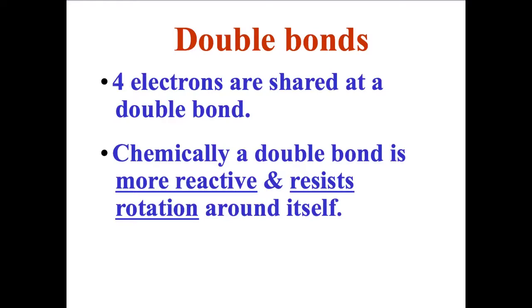This is review material. Chemically, the double bond is more reactive, and then it resists rotation around itself. So if I have these carbon atoms that are double bonded together, you saw this in the model building lab that you had, the molecule can't twist around. And so this is where we end up with those cis and trans isomers that you talked about in our first petroleum chapter, and those are going to come up again in this.